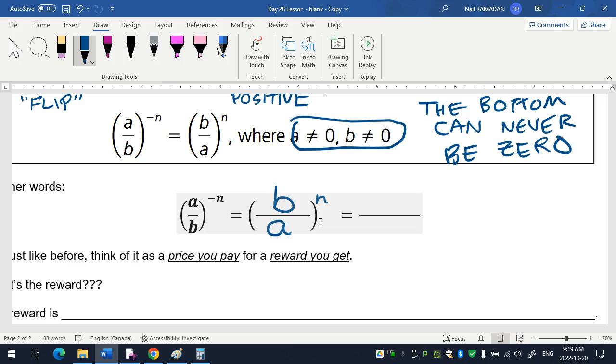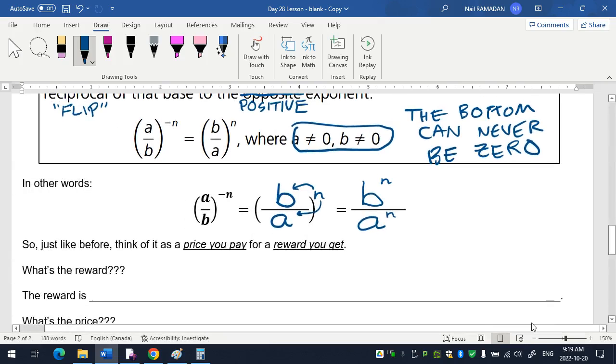So again, Hamza, why do I say that? Because you're not multiplying b times n. You're putting b to the power of n. Multiplying and powering are not the same thing, right? 2 times 3 is not the same as 2 to the power of 3. One gives you 6, one gives you 8. So you get b to the power of n, a to the power of n. No brackets needed.